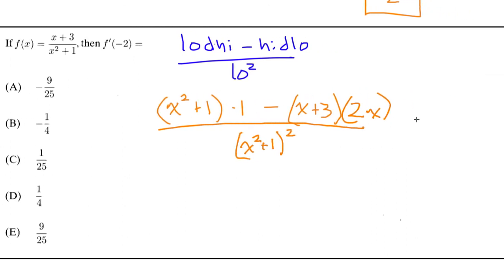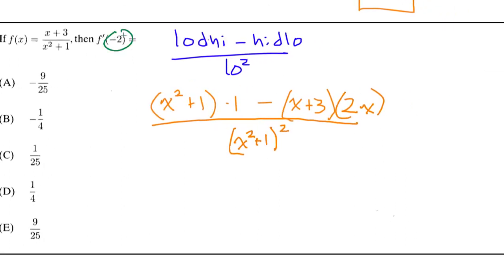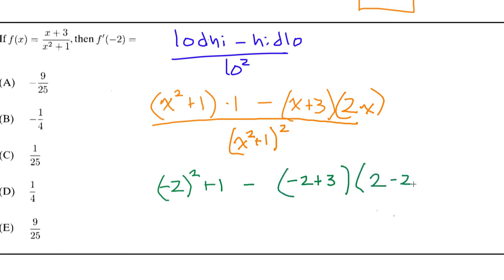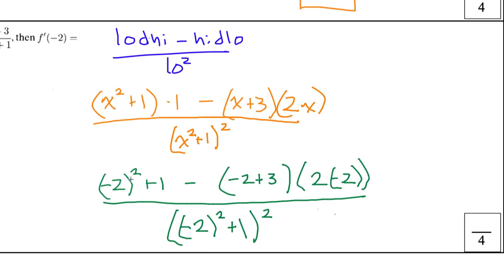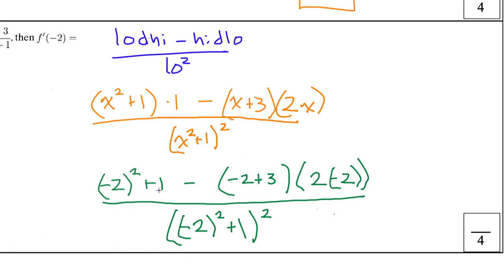All right, when I do that, I'm plugging in negative 2 now. So I'm now going to have negative 2 quantity squared plus 1. There it is, plus 1. All of this is going to be minus, and I'm plugging in negative 2. So negative 2 plus 3 times 2 times negative 2. And that's all going to be divided by negative 2 quantity squared plus 1, that entire quantity squared. All right. Here we go. Negative 2 squared is 4. 4 plus 1 is 5. So I have 5 in the top left.